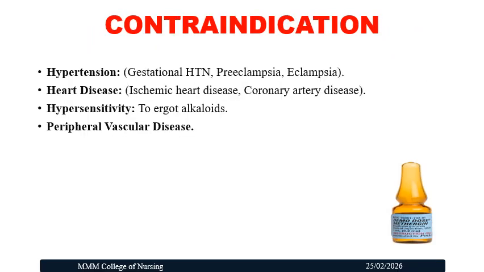Contraindications are hypertension, gestational hypertension, preeclampsia and eclampsia, heart disease, ischemic heart disease and coronary artery disease, hypersensitivity to ergot alkaloids, then peripheral vascular disease. In these conditions, we are not supposed to administer Methergin.